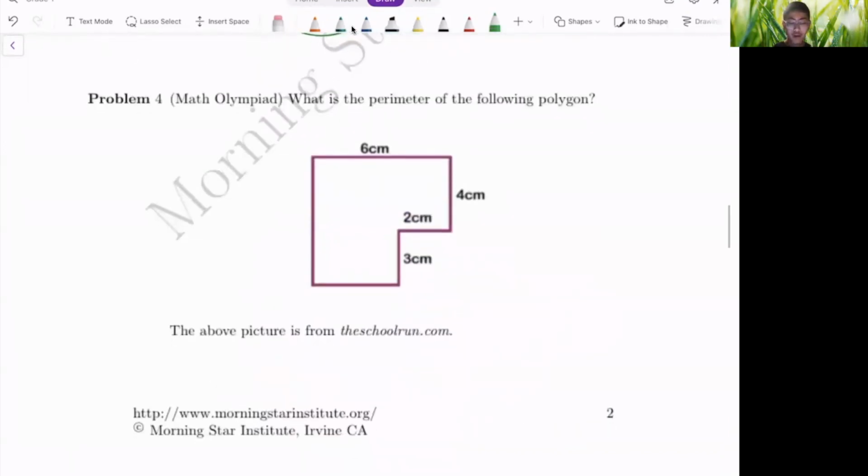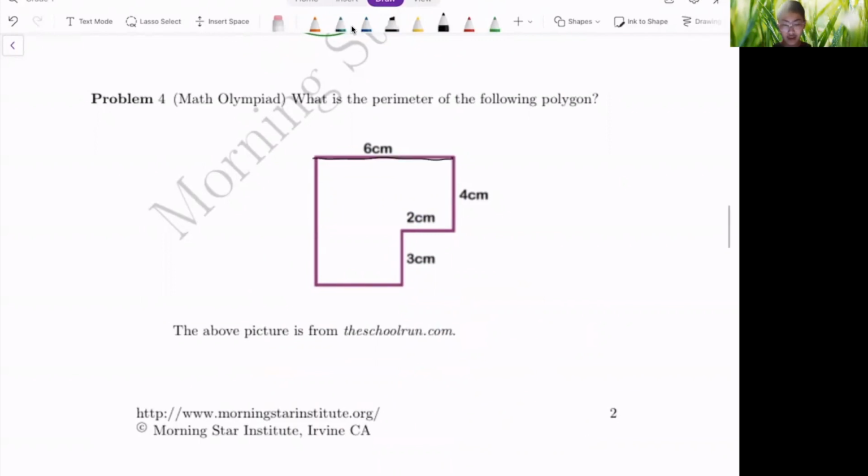Problem 4. What is the perimeter of the following polygon? We are given that this is 6 centimeters, 4 centimeters, 2 centimeters, and 3 centimeters. That is all we are given. Let's first write down the numbers that we are given. We are given that this is 6 centimeters, so 6 centimeters written out. And then we are given that this is 4 centimeters, so that's 4 centimeters. And then we are given this is 2 centimeters and 3 centimeters, so 2 centimeters, 3 centimeters.